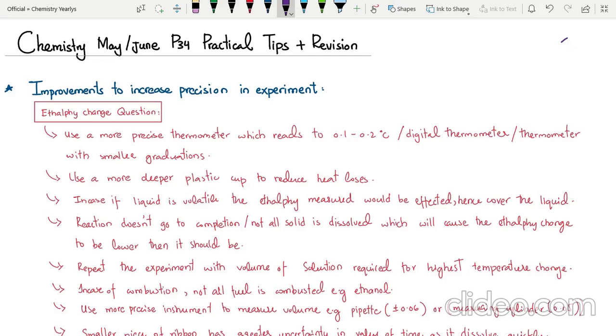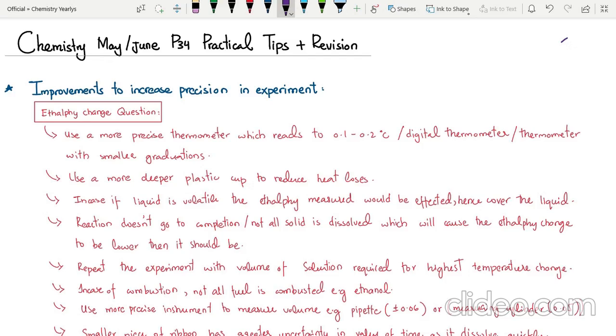The other point is that you can use a deeper plastic cup to reduce heat losses, because it will have a bit more distance from the air, so it will not be as exposed as the normal cup.